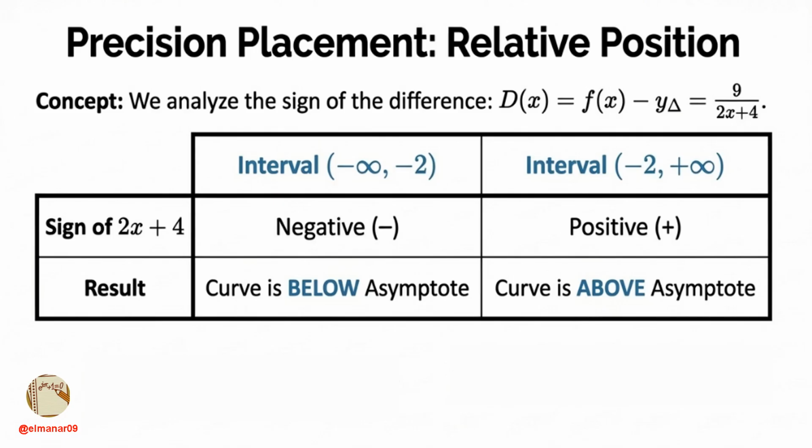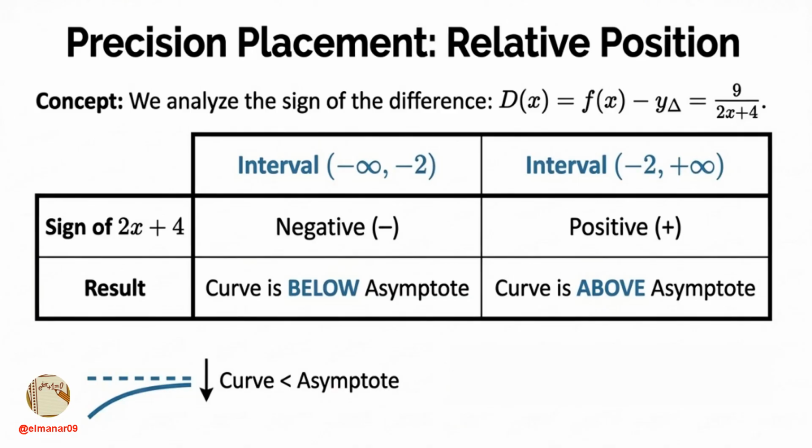What's the verdict? The curve is below the asymptote. You can see it in that first little sketch at the bottom. The solid curve is ducking under that dashed line. It's staying low. The second interval, negative 2 to positive infinity, now we cross over that boundary at negative 2.